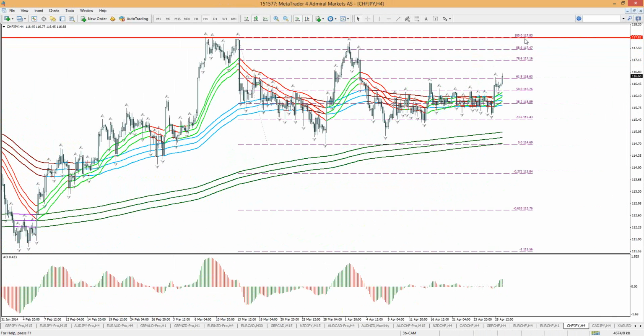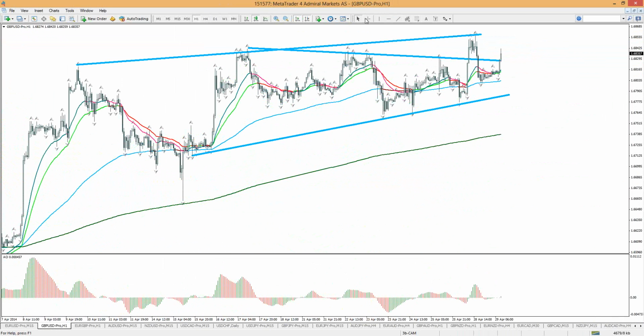Let's see. Cocoa, indeed, pound dollar entry was 168.11 or 10. Somewhere in here, yeah, something like that.